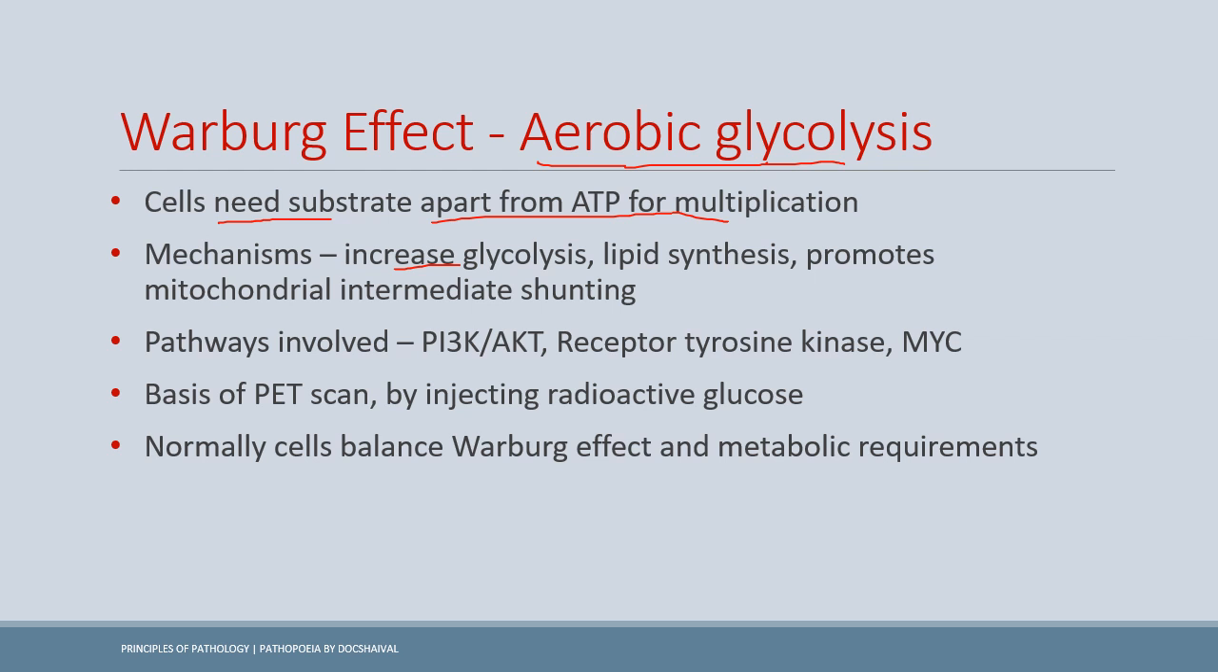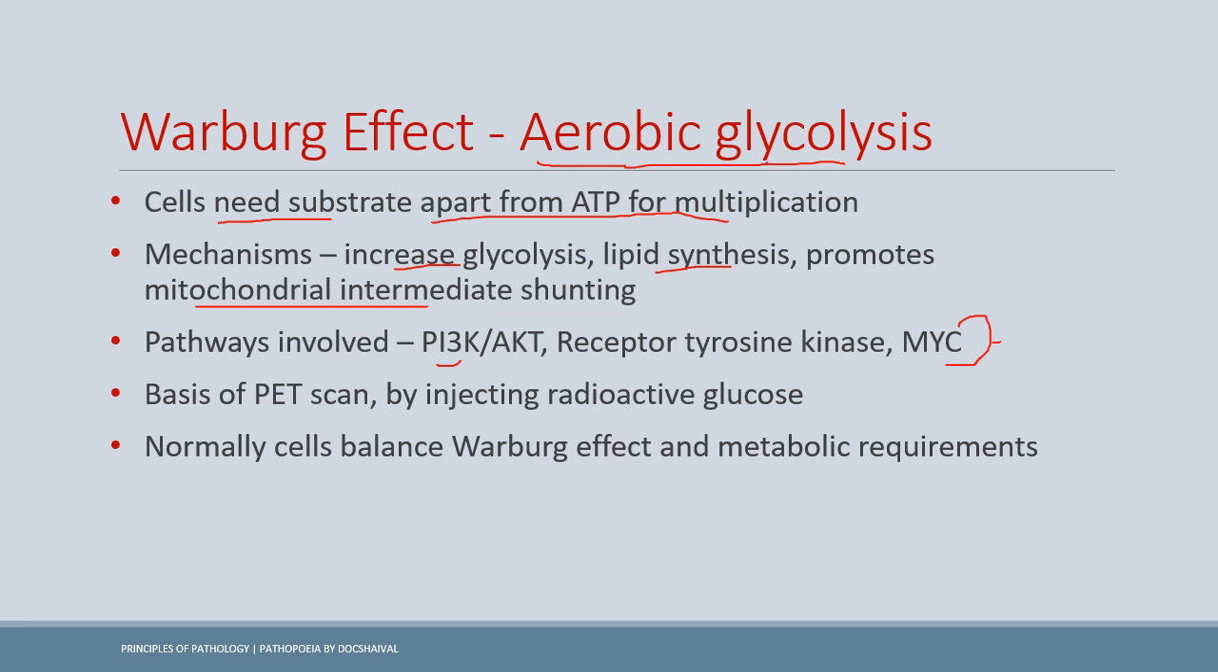Then we are going to increase the lipid synthesis, and we are going to promote the mitochondrial intermediate shunting. Okay. Now, which pathways are involved, and what pathways induce the Warburg effect? So the PI3K pathway is one of them, and the receptor tyrosine kinase pathway along with MYC is also associated with the increased Warburg effect. This whole pathway we have already seen in the previous lecture, that MYC and PI3K, all these things cause an increase in the cell cycle via the receptor tyrosine kinase.